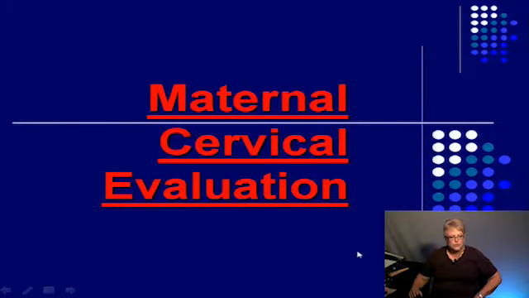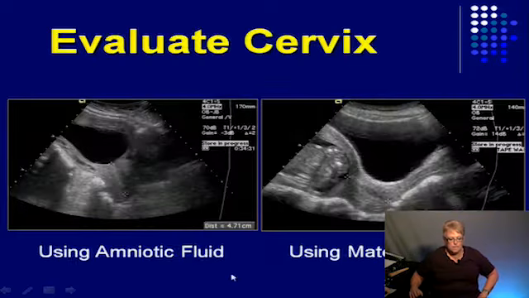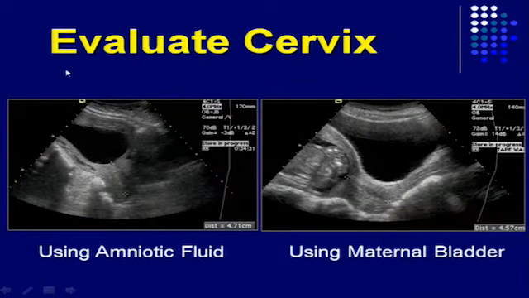Go over to the maternal cervix evaluation. Again, use your amniotic fluid. You don't need a full bladder. You can use the amniotic fluid. Come up a little bit higher and angle back down so that you can see the cervical length. If you are having any problem seeing the cervix at all, or if there's been prior procedures to the cervix, then you really are obligated to do the transvaginal.